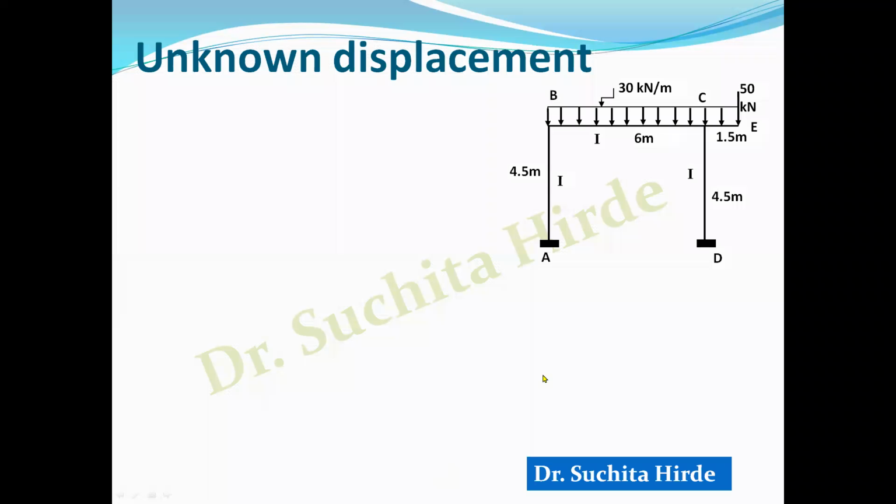Next step is to identify unknown displacements in the structure. When the frame is symmetrical, then only thetas are unknown. But if the frame is unsymmetrical, there is delta, which is taken for column as unknown. So in this case, at support A and D, it is fixed support, and therefore theta A and D is 0. There will be theta unknown at B and C.